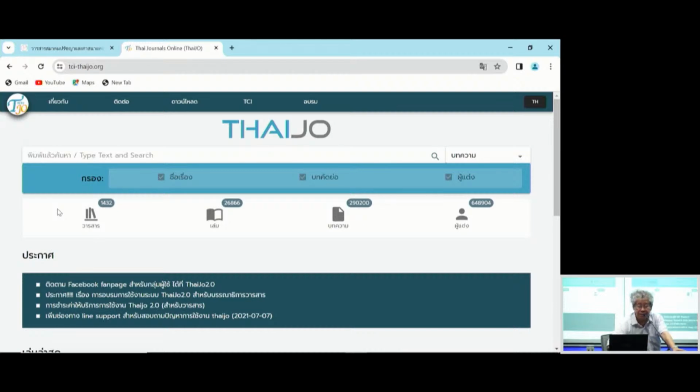So you can type your search term, could be in Thai or in English here, type text. And then you can find articles discussing the topic you are searching. As of now, there are almost 300,000 research articles.